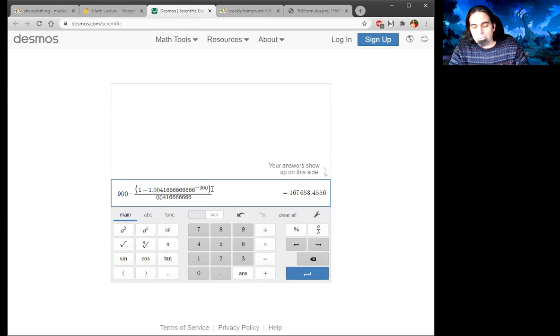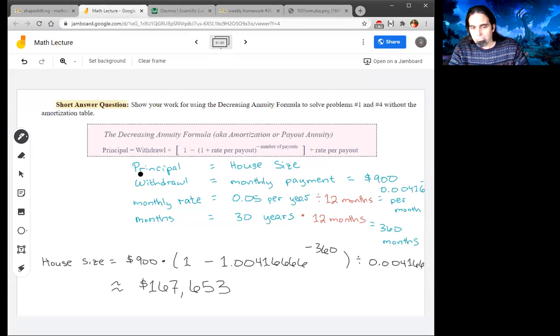Feel free to share your screen and try to make the calculator work yourself, if everything works except actually punching things in the calculator. Questions about any of that?